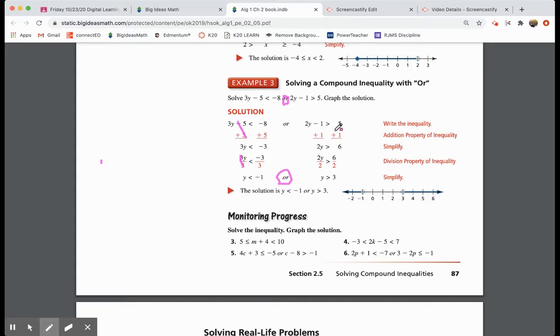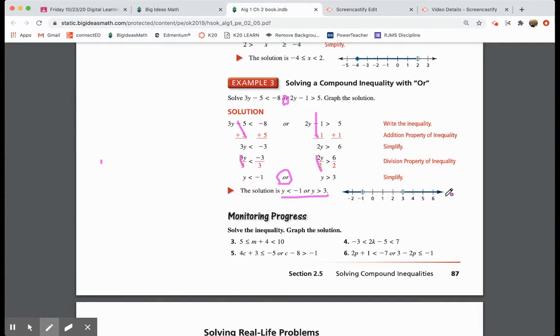We add 1 to both sides, and we get 2y is greater than 5 plus 1, which is 6. And then we divide both sides by 2 because we're solving for y. And we get y is greater than 6 divided by 2, which is 3. So here is our solution. Y is less than -1, or it's greater than 3. So then we just graph those, and they should be going opposite each other.